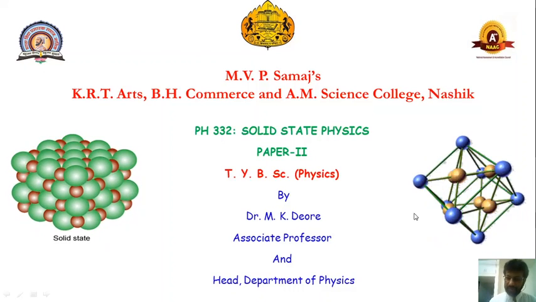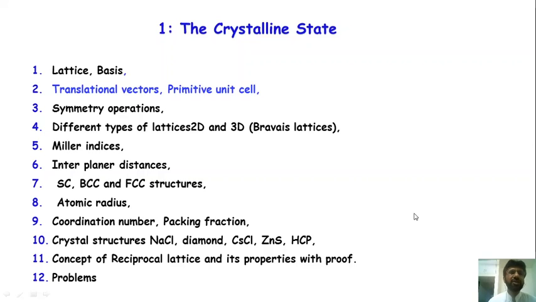Hello everyone, dear students. In the first lecture we have seen about the lattice and the basis, and with the help of the lattice and basis how the crystalline structure gets formed. Now in this lecture we are going to learn about the translation vectors and the primitive unit cell.